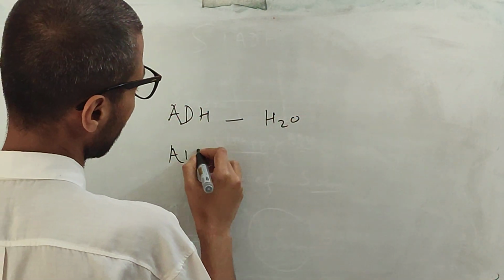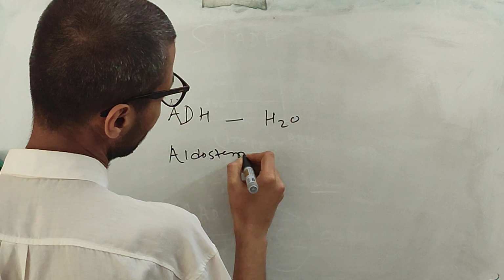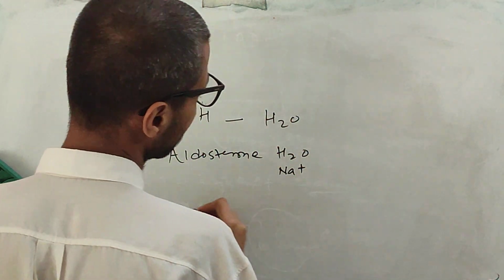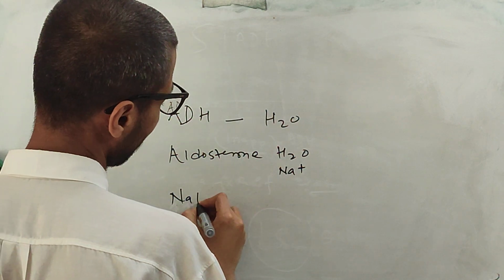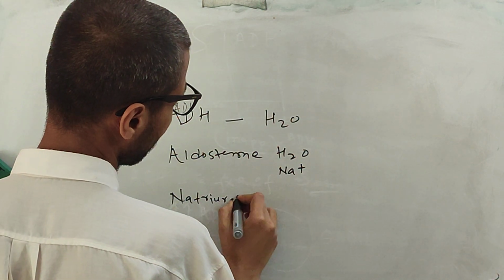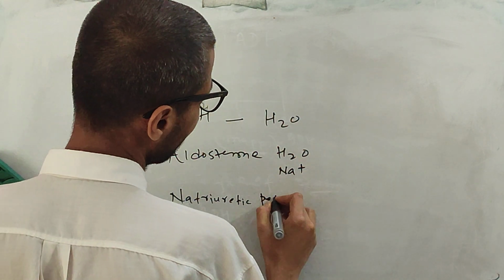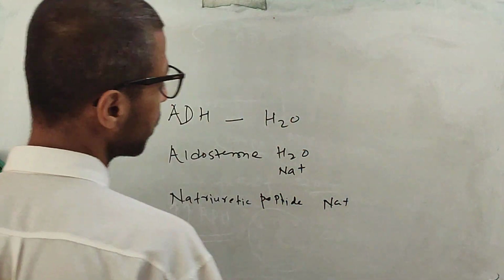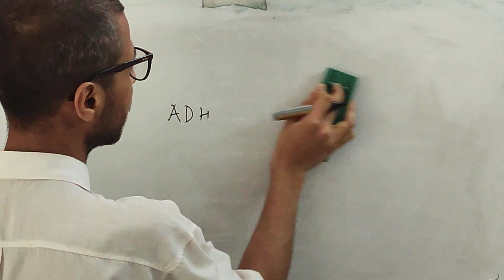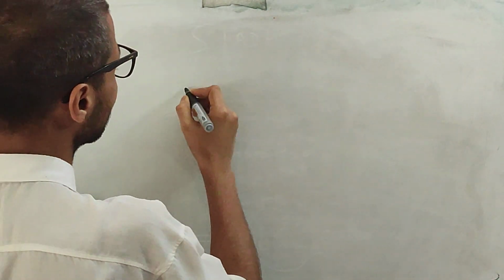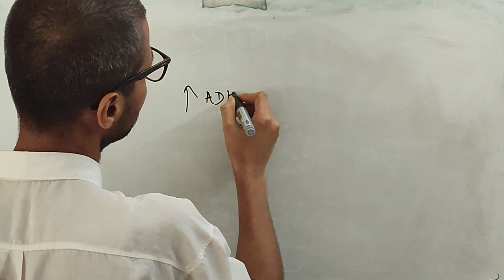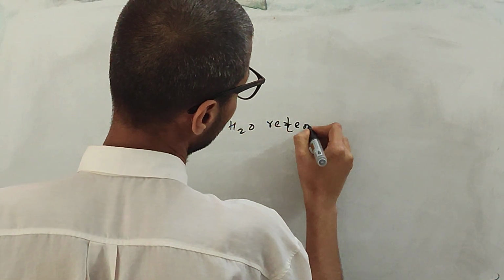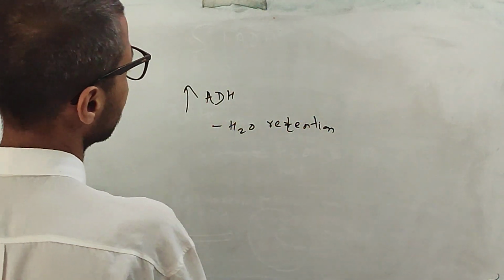What is the function of aldosterone? Sodium and water retention from the tubules. What is the function of natriuretic peptides like brain natriuretic peptide and atrial natriuretic peptide? Excretion of sodium in the urine. So when there is increased ADH secretion, this leads to more free water retention in the extracellular compartment.